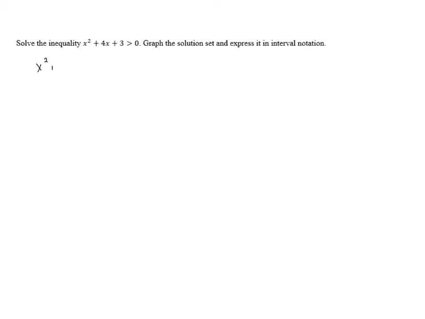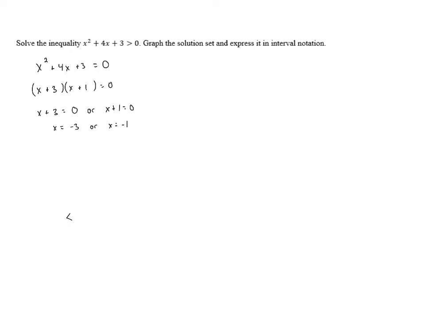So we're going to write x squared plus 4x plus 3 is equal to 0 instead of greater than 0, and we're going to solve this. This is another one that can be solved via factoring. We need two numbers that have a product of 3 and a sum of 4. Those numbers are 3 and 1. And then when we set each factor equal to 0, we get x plus 3 equals 0, or x plus 1 equals 0. And solving gives us x equals negative 3, or x equals negative 1.